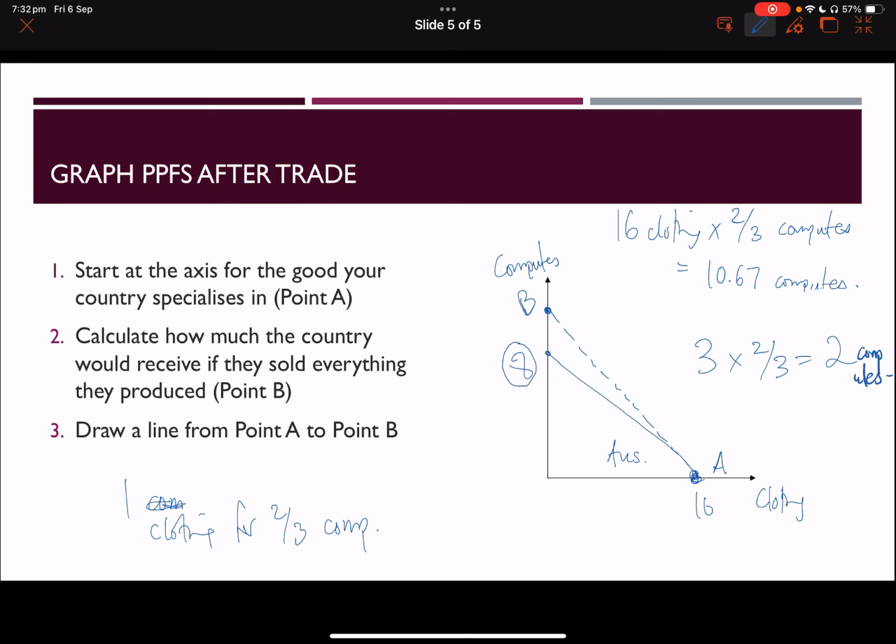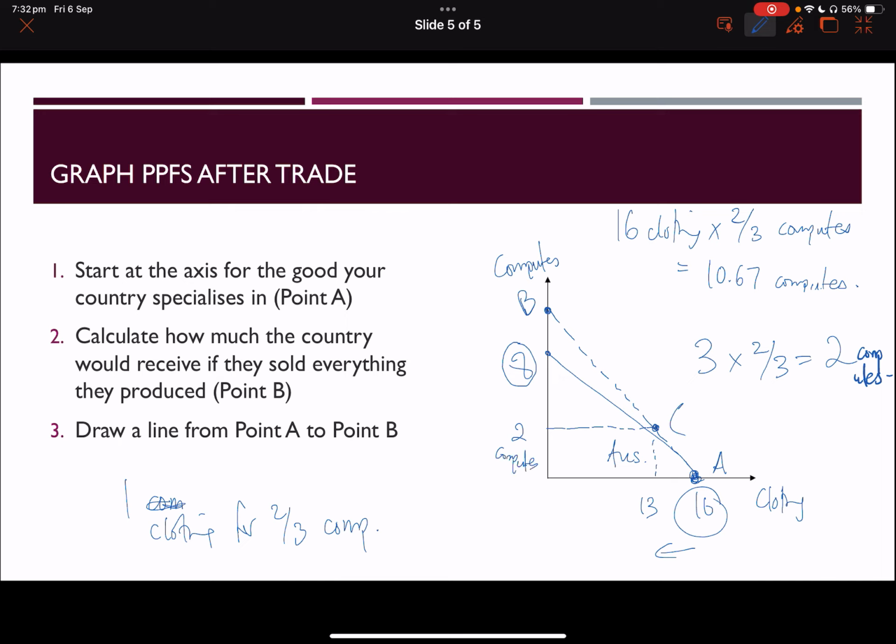computers. Okay, now if Australia is selling 3 units of clothing, it means it no longer has 16 units of clothing in its economy. It now has 14. So what's going to happen is, oh, my mistake. It's going to have 13. So we're taking 3 away. So it's going to be somewhere over here. So it's going to be 13 units of clothing. And what's going to happen then is Australia is now going to receive 2 units of computers.